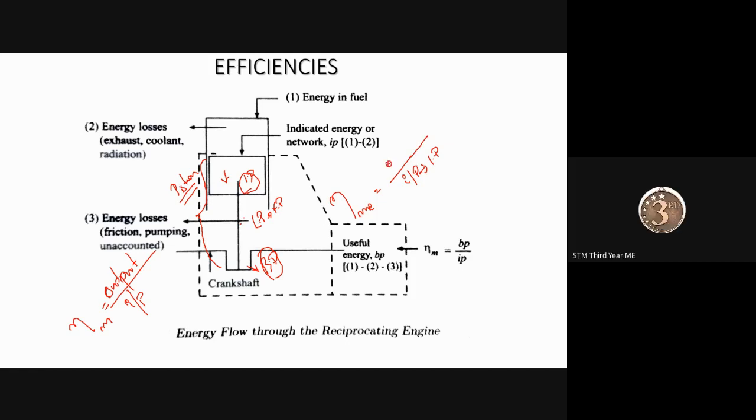Okay, and the output we obtain is what? Brake power, after all those losses. So the formula for this mechanical efficiency is brake power divided by indicated power. We can write this indicated power in terms of brake power plus frictional power. Yes, sir. So we will get this formula.